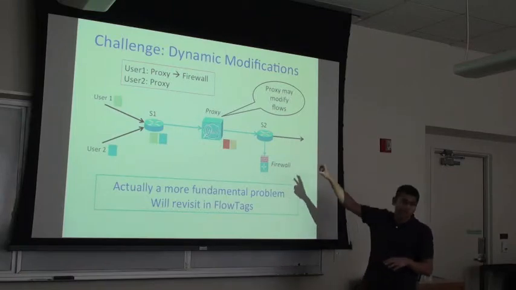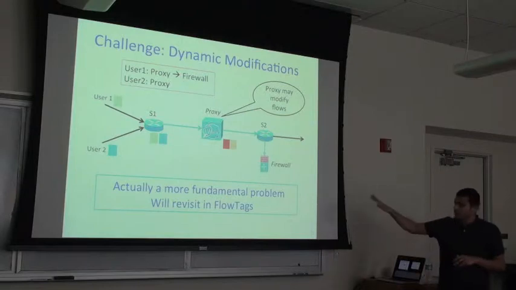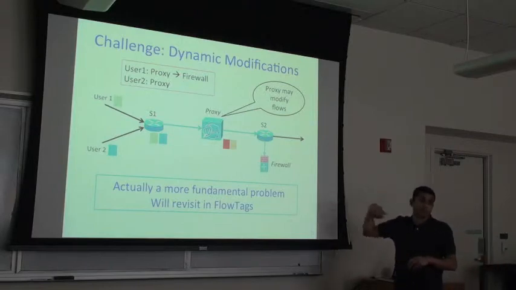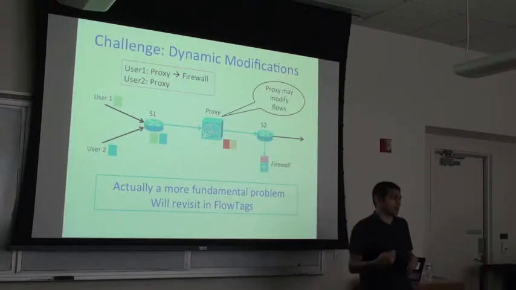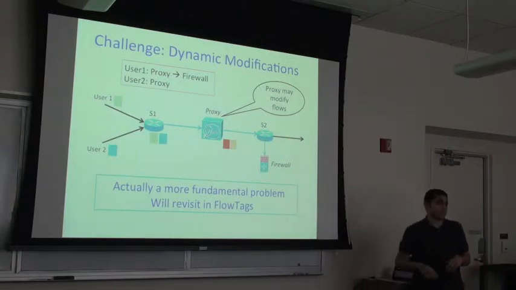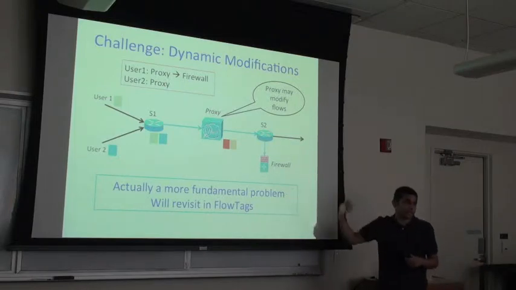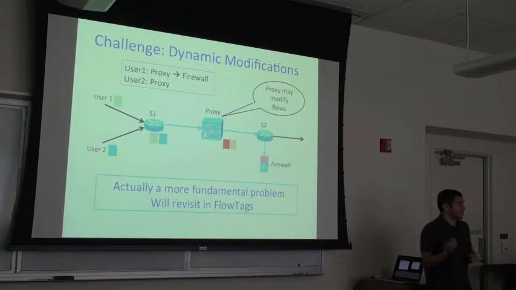So this is actually a much more fundamental problem. Here I'm talking about it in the context of just service chaining, but it turns out to be a much more fundamental problem where these hidden actions of middle boxes can cause a lot of problems for diagnosis. It can cause a problem for attribution and so on. So we'll revisit this in the second half of the talk. But for now, we can just think about how, even if you want to do service chaining, these dynamic actions can cause a lot of problems.